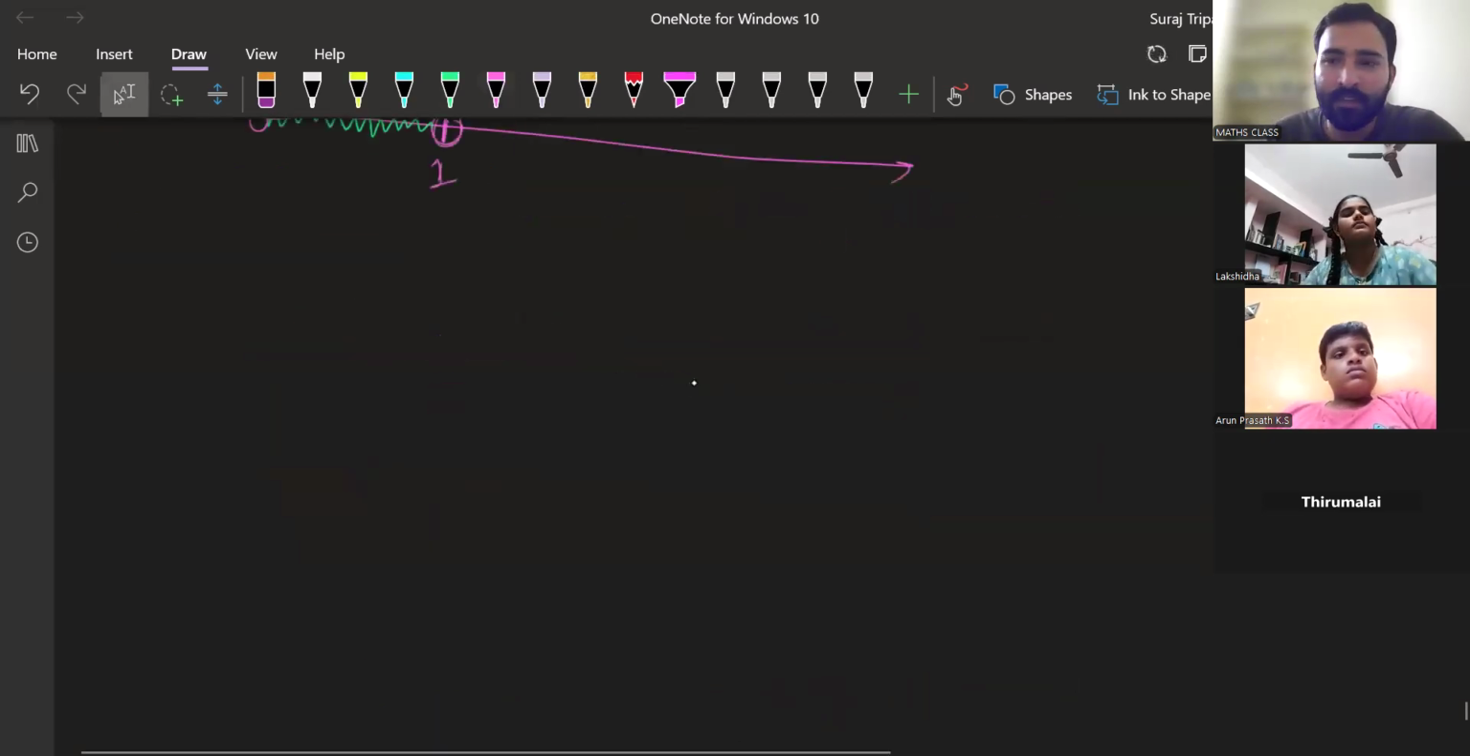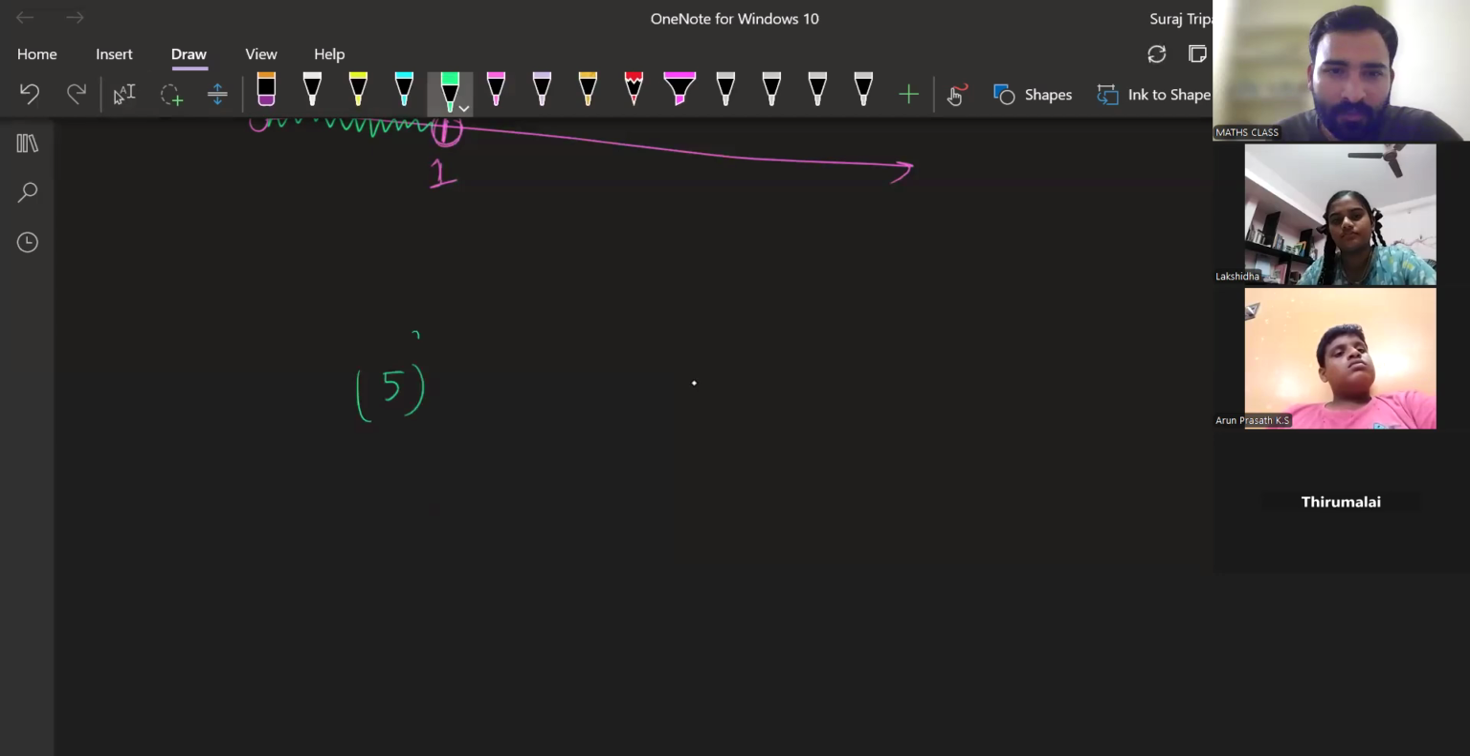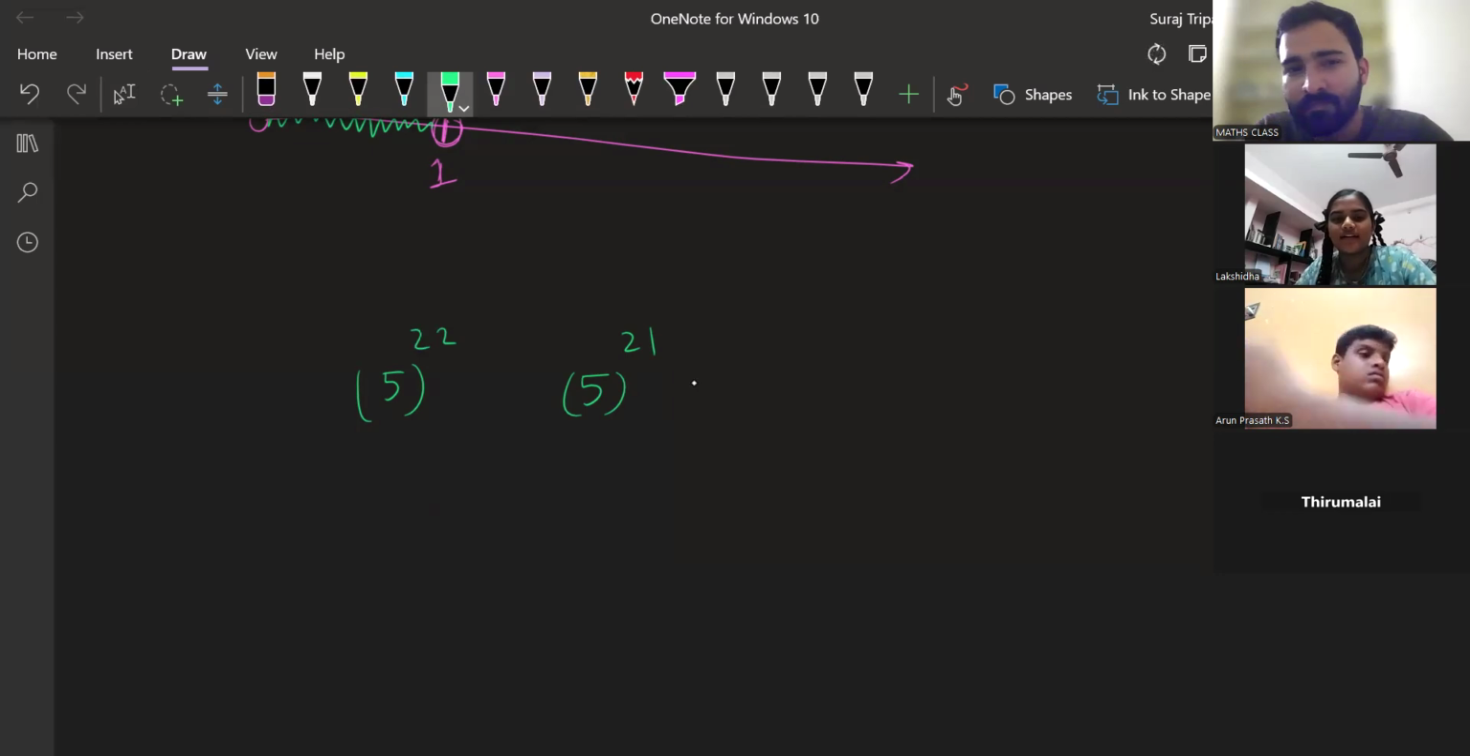So let's see one example. Suppose I am taking here 5 raised to 21 and 5 raised to 22. Which one is greater? 5 raised to 22 is greater than 5 raised to 21, right? So here you will get the inequality greater than.